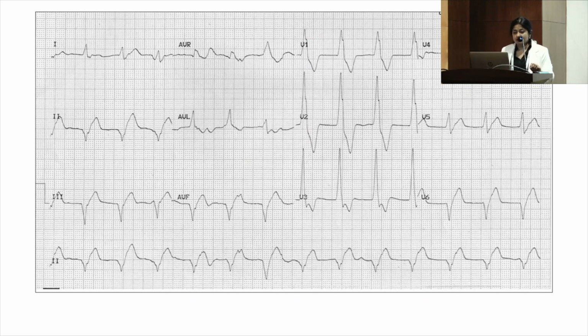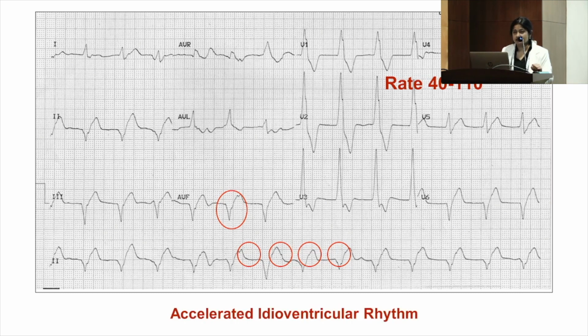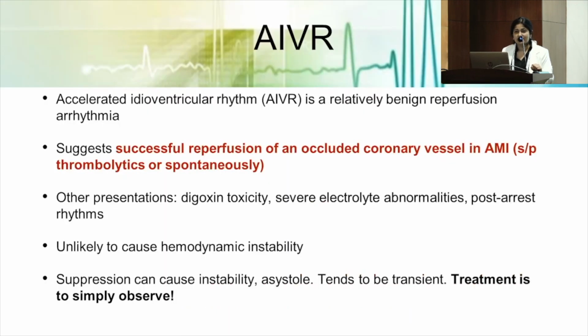What is happening in this? QRS wide. Then, what is the rate? 40 to 110. Are P waves there? Yes. P waves are at a different rate than the QRS. What is the situation? Accelerated idioventricular rhythm. Will you treat it? No. When do you see accelerated idioventricular rhythm? When successful reperfusion has happened after an occluded coronary vessel. If you treat it, suppressing this rhythm might further worsen the situation. So treatment is to simply observe.